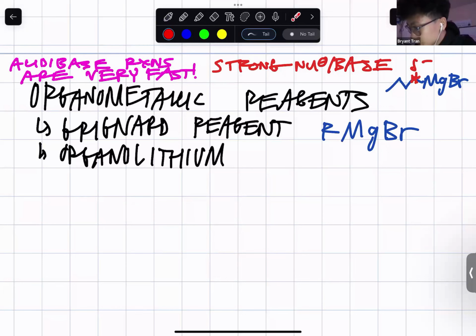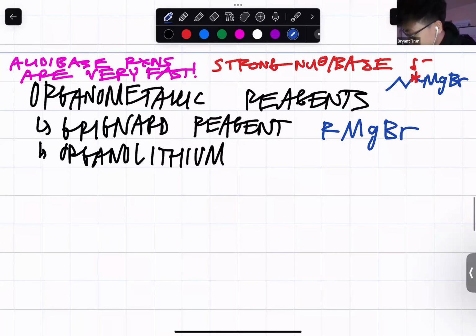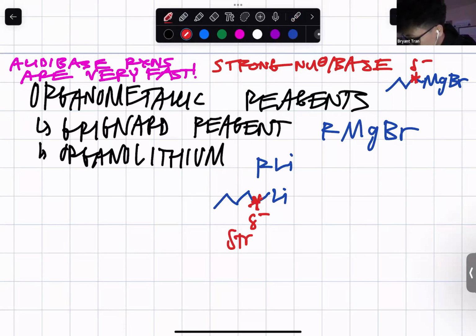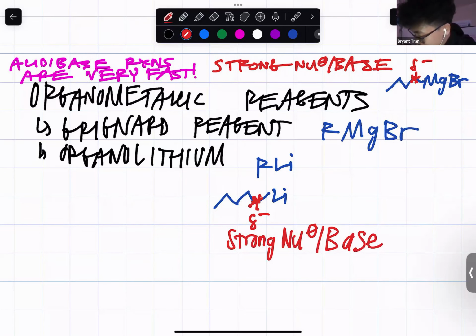Okay, so an organolithium is exactly the same thing as a Grignard reagent, but instead of RMgBr, we have RLi, right? So if we have something like this, the carbon directly attached to the Li, lithium, is the nucleophile, the negative charge, the strong base or strong nucleophile, right? Strong nucleophile, strong base. Okay, let's look at an example problem.